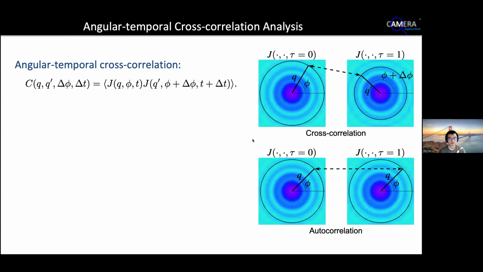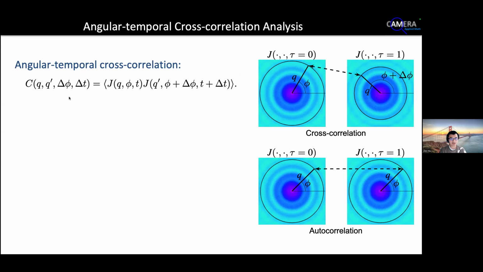Here's the formulation. At the top right, I show an illustration of the cross-correlation. The cross-correlation means we can correlate two points at different spatial positions, whereas the autocorrelation correlates points at the same spatial positions. Now, suppose we correlate two points at Q, phi and Q prime, phi plus delta phi. Delta phi is the angular difference here. Then we can calculate the temporal correlation between the intensity data we collected from these two pixels, and then perform the angular average over these two rings. Doing this, we get the angular temporal cross correlation. In the special case where Q equals Q prime and delta phi equals 0, this reduces to the numerator of the autocorrelation G2.